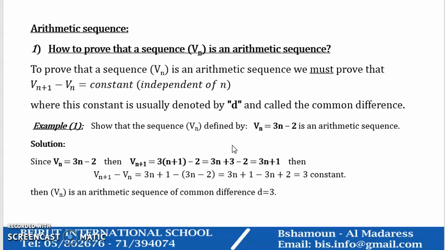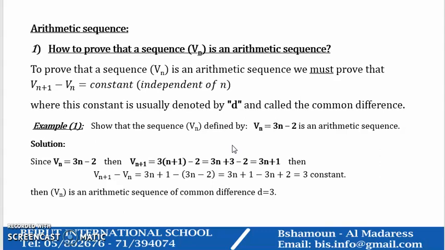To prove that a sequence Vn is an arithmetic sequence, we must prove that Vn+1 - Vn equals a constant, which is independent of n. In the first form, we have Vn+1 in terms of n and Vn in terms of n, then we subtract them from each other. The answer must be independent of n, where this constant, as I said before, is usually denoted by d and called the common difference.